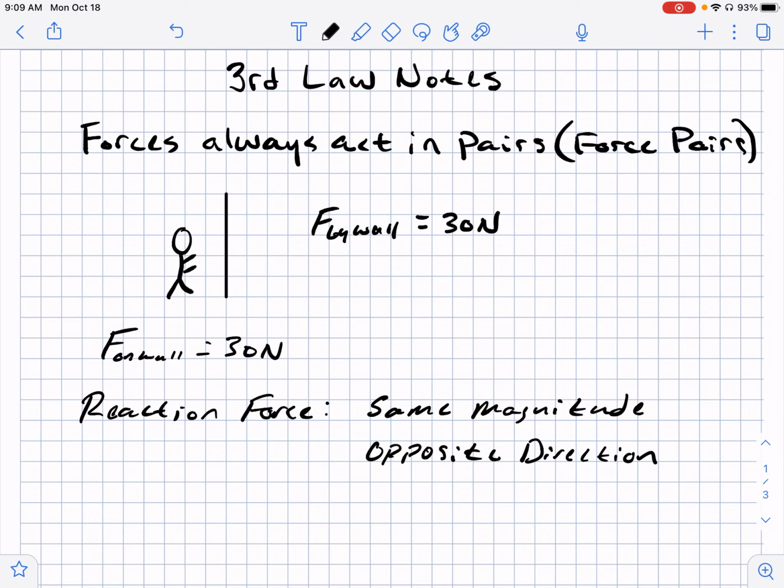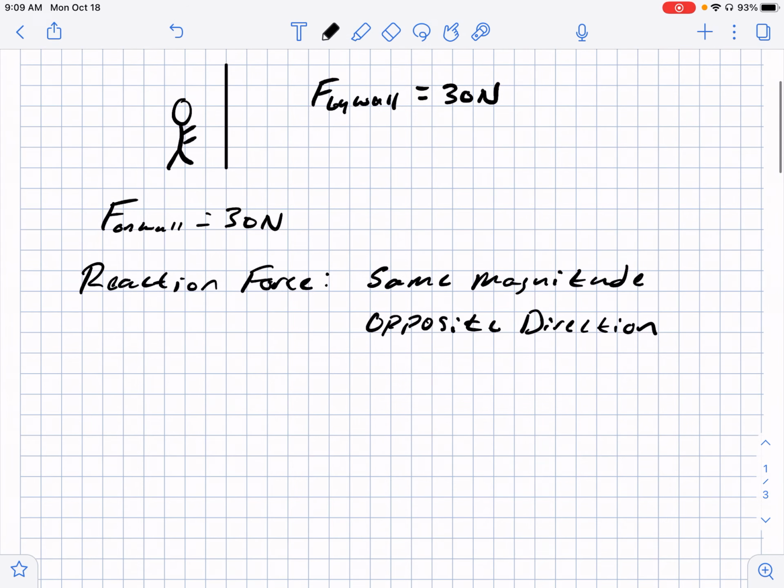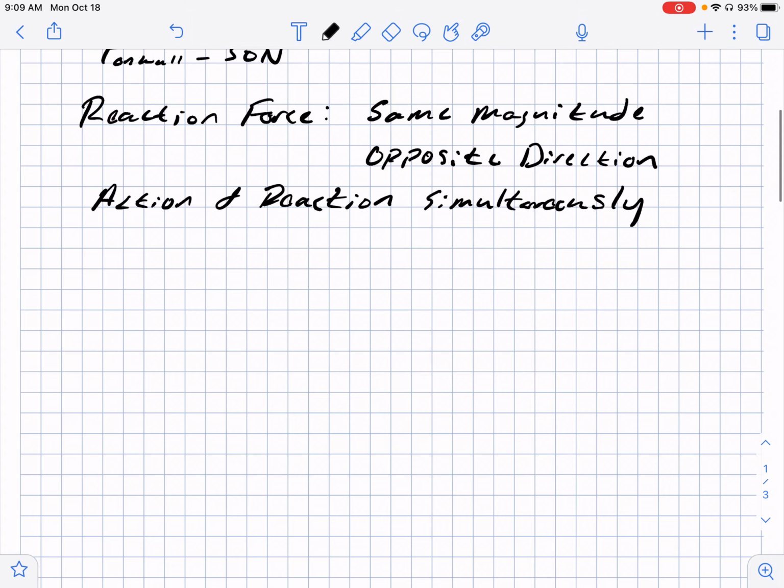Now, one thing to make note of here is that they happen simultaneously. Your action and reaction happen simultaneously. In other words, the action force doesn't come before the reaction force. It happens at the same time. And so let's look at an example of how we can apply Newton's third law.